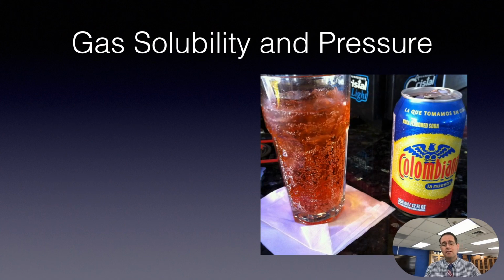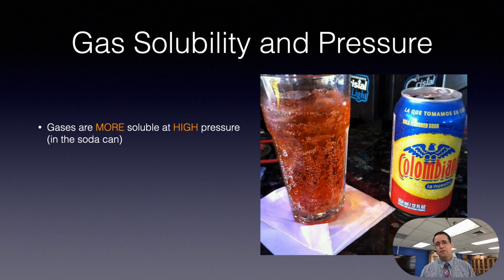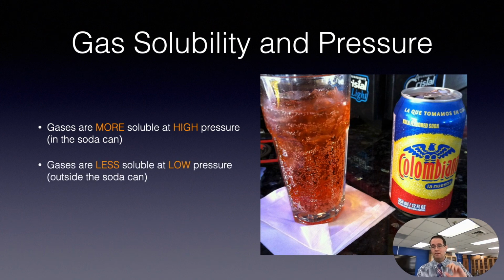All right, so let's talk about gas solubility and pressure. We've talked about temperature and how that affects solubility of gases. Now let's think about pressure. We've experienced opening a soda can, probably not this drink here, but gases are more soluble at higher pressure. That means in the soda can there's a whole bunch of gas dissolved in the caramel and the sugar water because it's under high pressure, kind of like a champagne bottle. But when you open the can of soda and pour it into your glass, all these bubbles of carbon dioxide come out of solution because gases are less soluble at lower pressure.